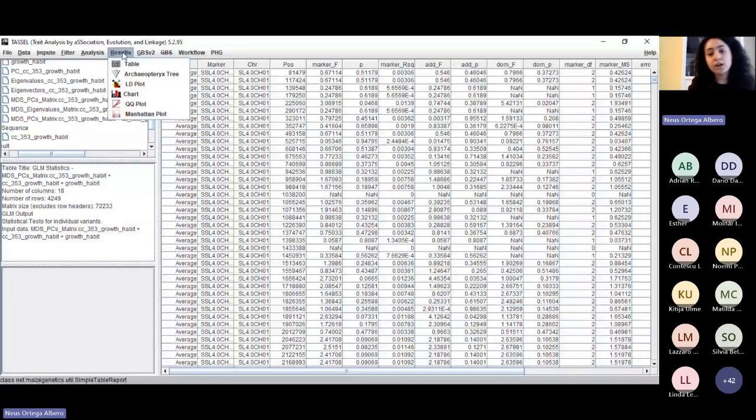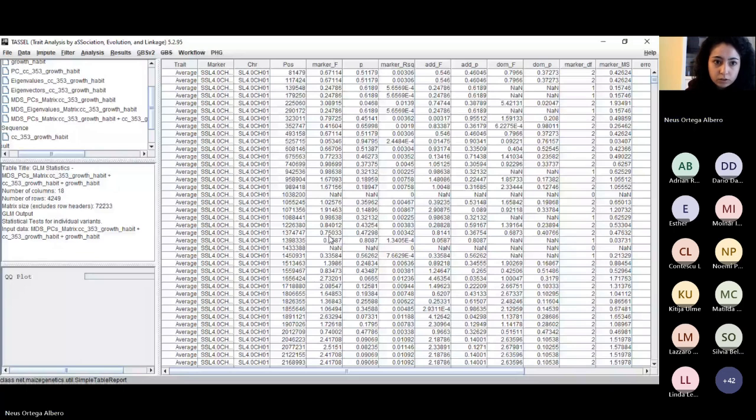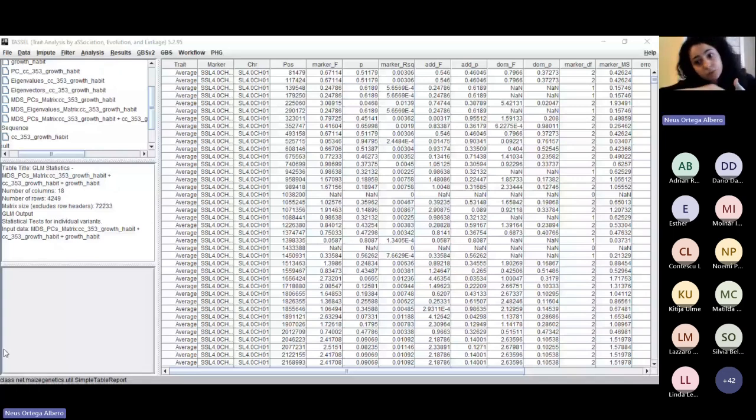To see the results of the GWAS analysis, we have two main graphs. One would be the QQ plot. I don't know if you are able to see the QQ plot. The QQ plot would be all the individuals, how they are distributed with respect to what was expected. Sorry, we cannot see the QQ plot on the screen.